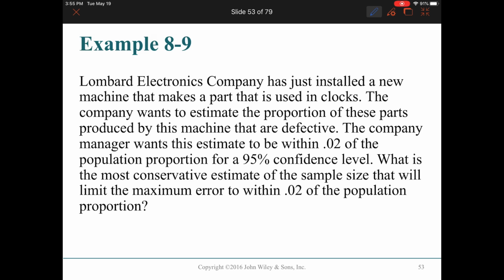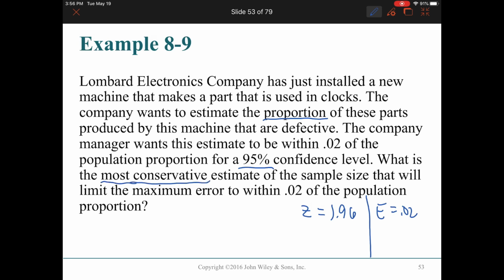This electronics company just installed a new machine that makes a part that's used in clocks. The company wants to estimate the proportion of these parts produced by this machine that are defective. And we have a within number, 0.02. That's the E. Within is always E. So we have E is 0.02. And we have a 95% confidence interval. We do have proportions, and we're just going to go ahead and use Z equals the very, very popular 1.96. If you've memorized any of the numbers at all, that's the one to memorize. That's the one we see over and over again, even at the late date in this class.